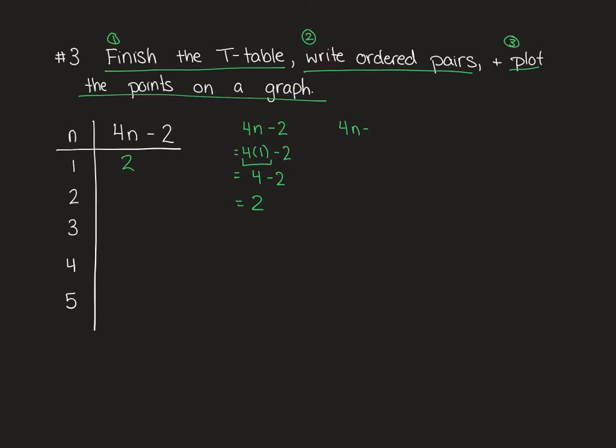Then we're going to do 4n minus 2, but instead of n being 1, it will be 2. So we start with multiplication. 4 times 2 is 8, minus 2, and 8 minus 2 is 6. So that goes into our graph here. Then we have 4n minus 2, and this time n is going to equal 3. So 4 times 3 is 12, minus 2 equals 10.